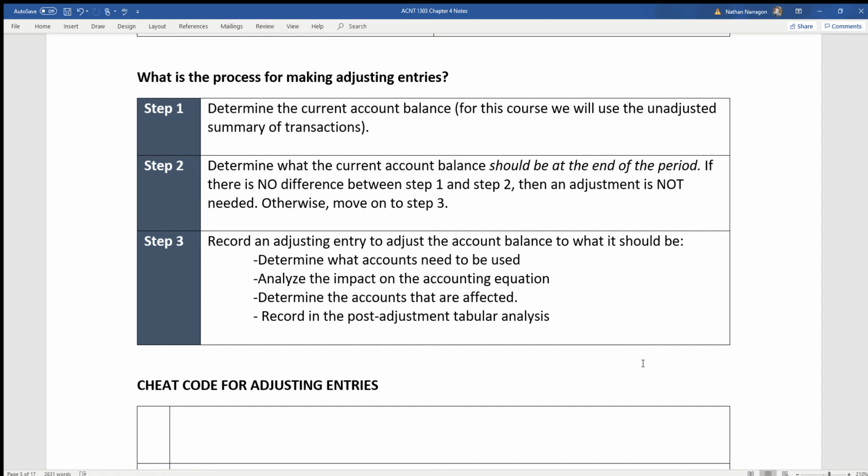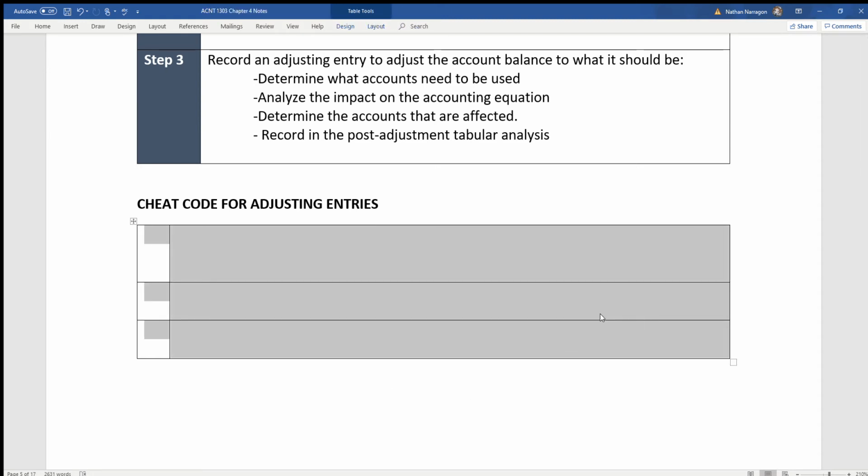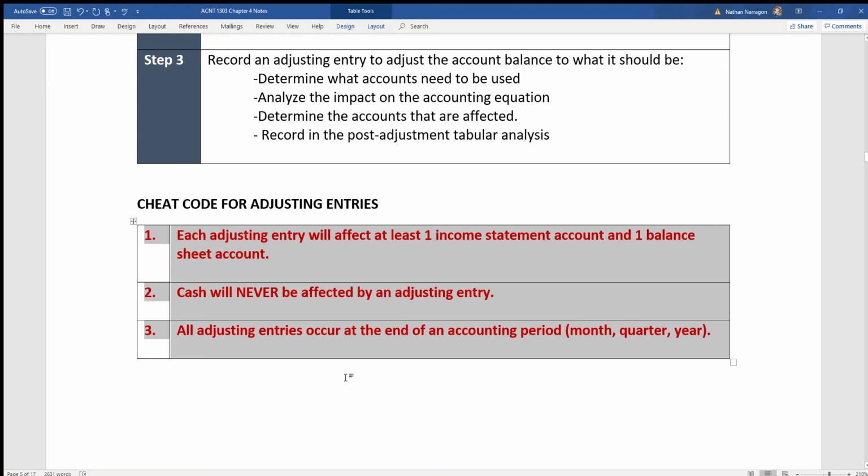With this, we do have a nice set of cheat codes, because y'all know I'm a gamer, and gamers sometimes love to enhance our playing experience. We bring in some cheat codes. So for adjusting entries, these again are our nice little cheat codes.